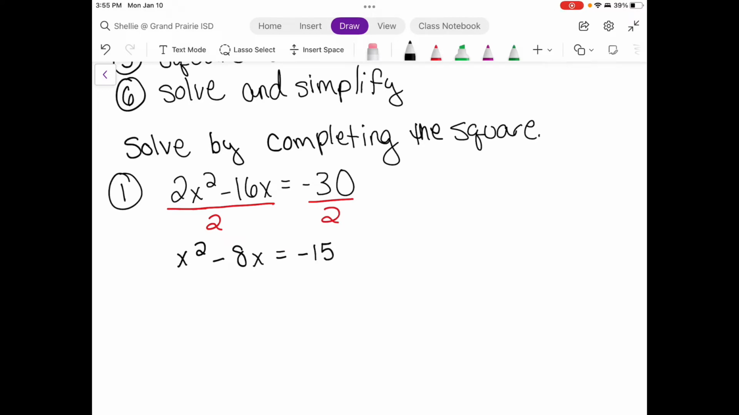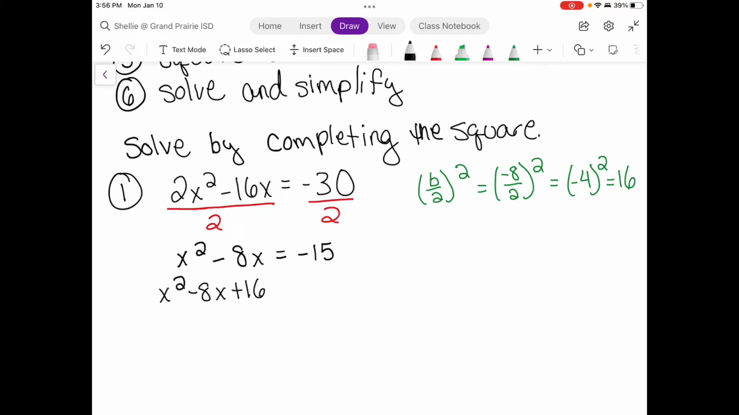Now from here, I need to complete the square. To complete the square, I have to add the magic number, so I need to figure out what b over 2 squared is. Well, b is negative 8. So I have negative 8 over 2 squared. Negative 8 over 2 is negative 4. Negative 4 squared is 16. That's the number that I need to add to both sides. So x squared minus 8x plus 16 equals negative 15 plus 16. And the reason I can do this is because, remember, I can do whatever I want to an equation, as long as I do the same thing to both sides.